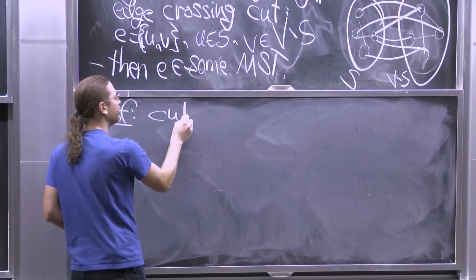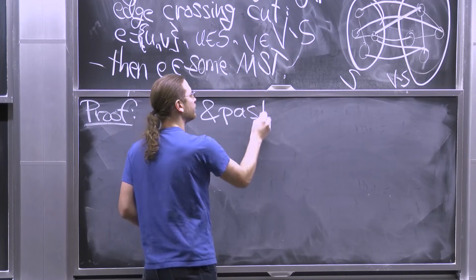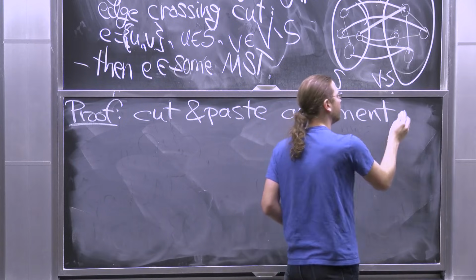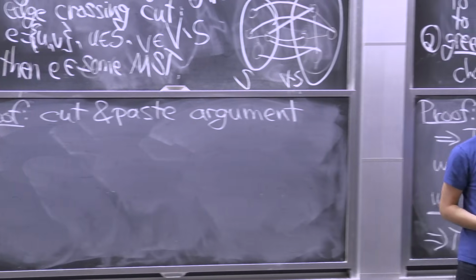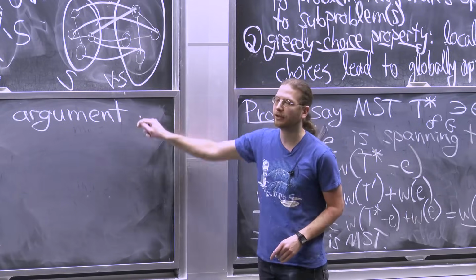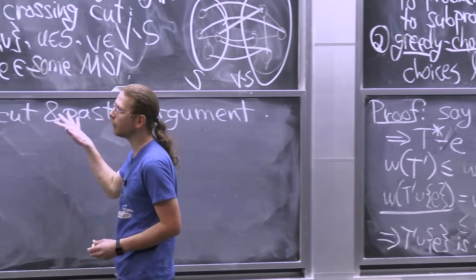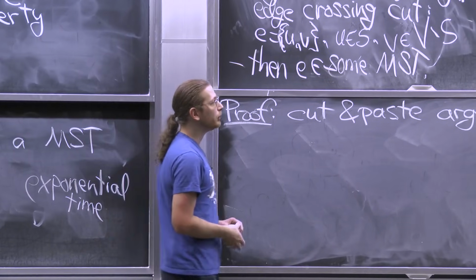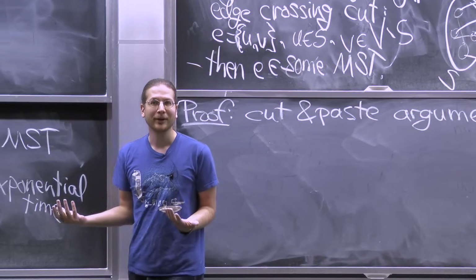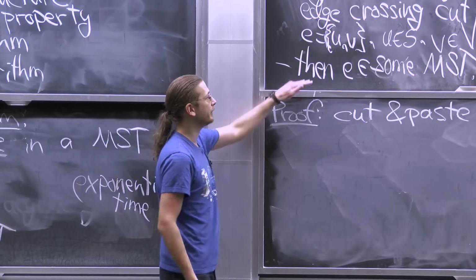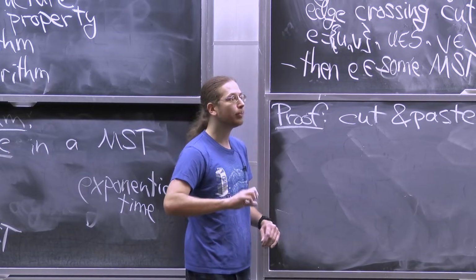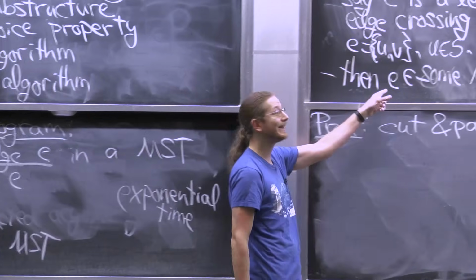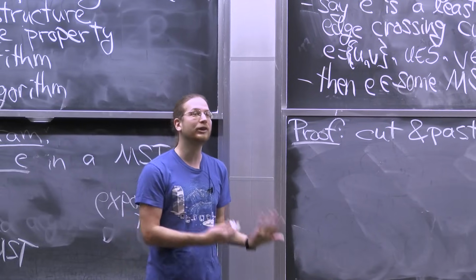And this is where we're going to use something called a cut and paste argument. If you are ever trying to prove a greedy algorithm correct, the first thing that should come to your mind is cut and paste. This is almost universally how you prove greedy algorithms to be correct: you suppose you have some optimal solution which doesn't have the property you want, like that it includes E here. And then you modify it, usually by cutting out one part of the solution and pasting in a different part, like E, and prove that you still have an optimal solution.